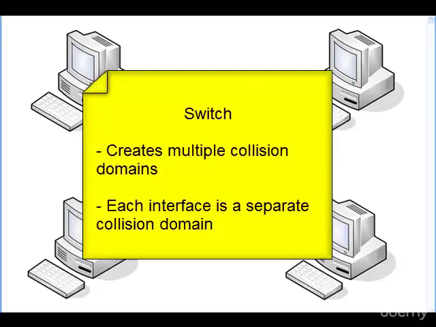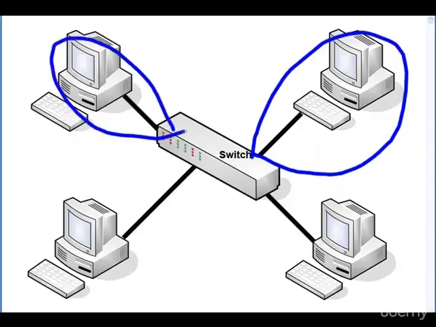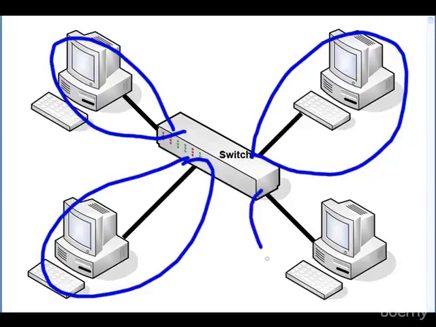A switch will also create multiple collision domains. So, very simply, every device connected to this switch is in a separate collision domain. Every interface of the switch is a separate collision domain. So here we've created 4 separate collision domains.